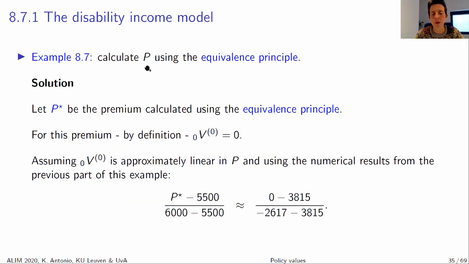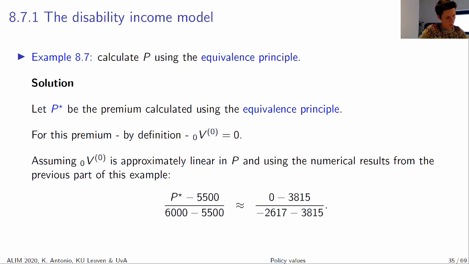If you would have to calculate P using the equivalence principle, what the authors of the book do is they evaluate the policy value at time zero for two given different values of P, and then they use a kind of proportionality argument in order to calculate the value of P star, the premium that is calculated at actuarial equivalence. So I didn't really go into detail about this part of the example.